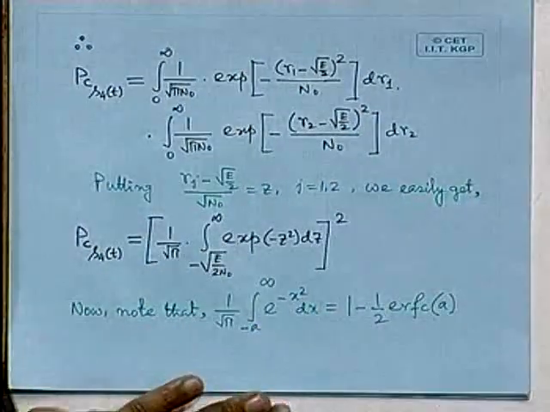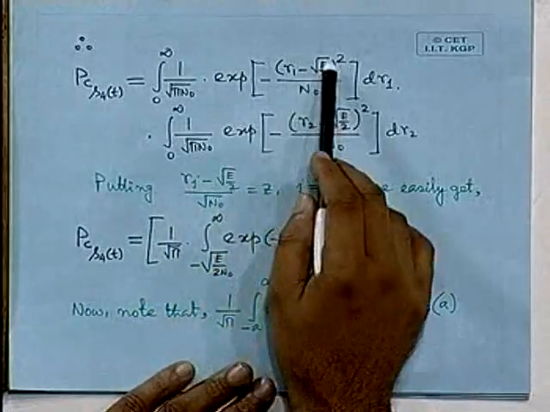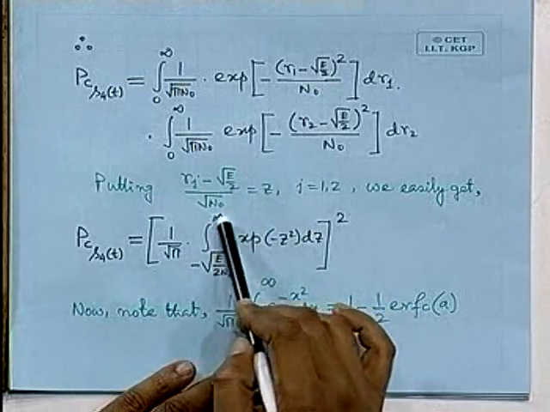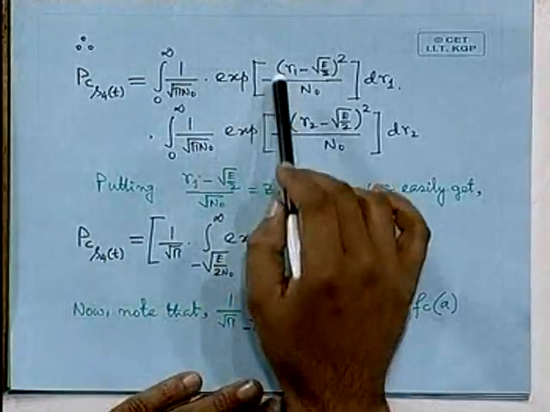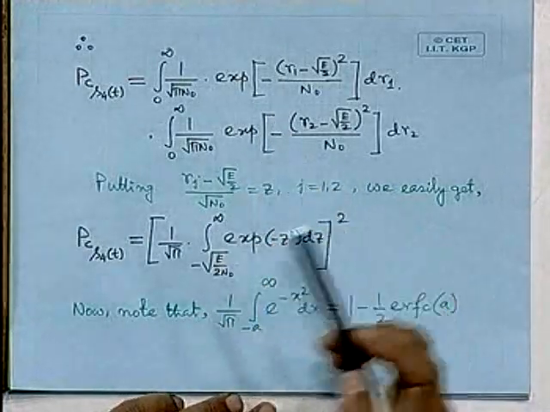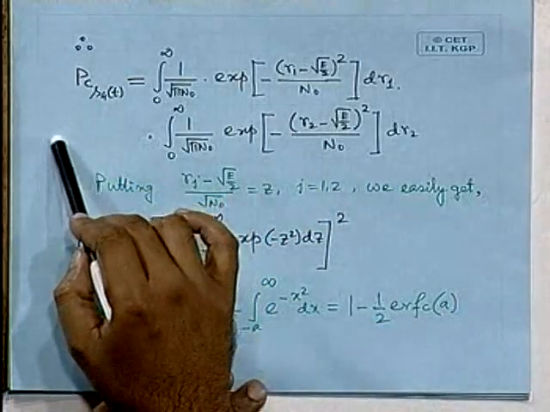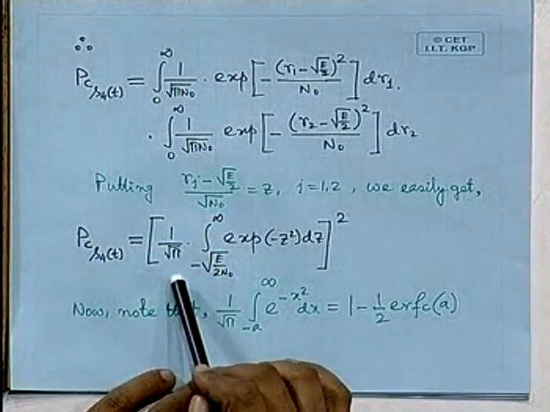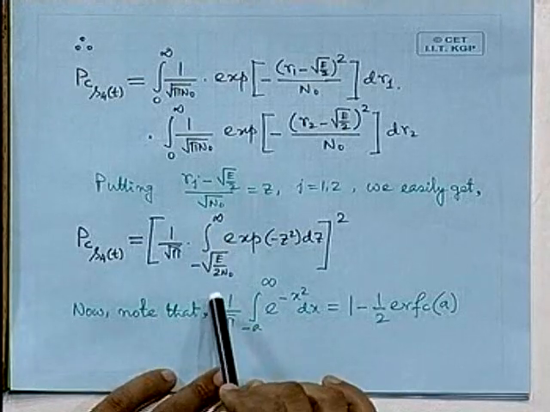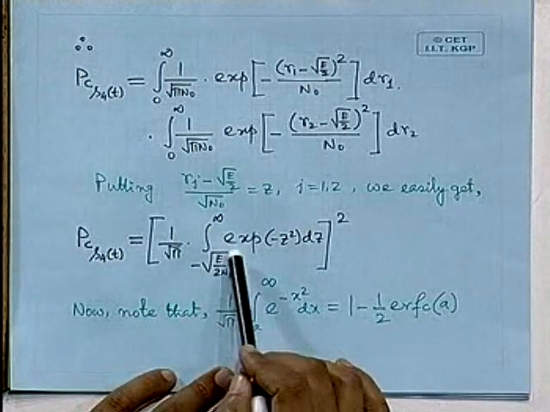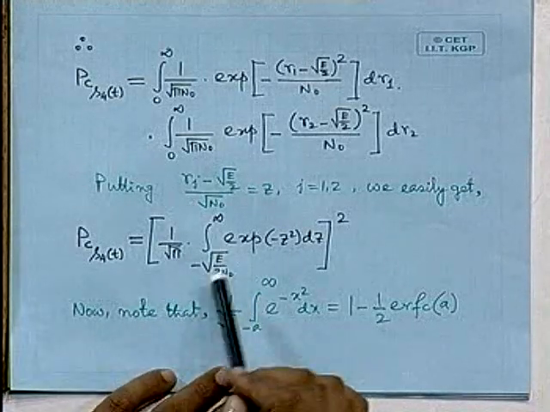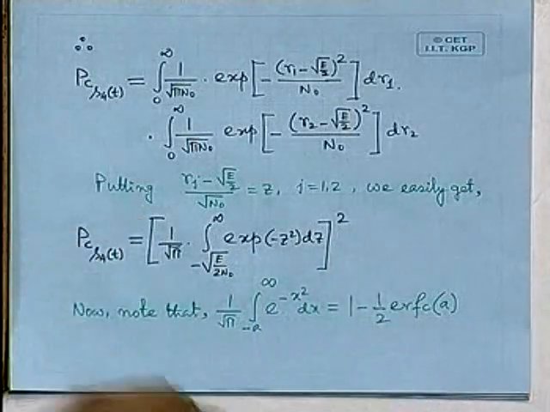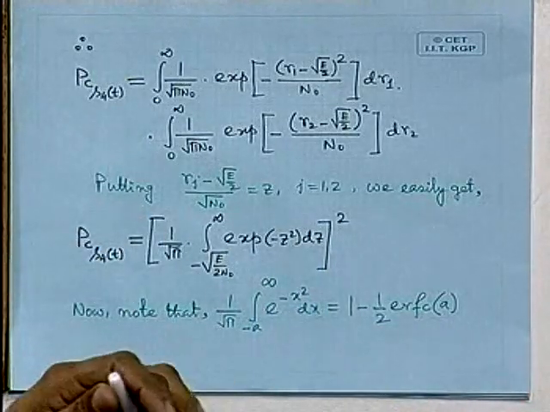So what I can do is put both (r1 minus root E by 2) by root N naught as z, as well as (r2 minus root E by 2) by root over N naught as z really. So both expressions have the very same structure, and I can say that this expression, the probability of correct decision when S40 has been transmitted, is 1 upon root pi integration, the limits will change, from minus root over E by 2 N naught to infinity, exponential of minus z square dz, whole square of this. Tell me if this is correct.